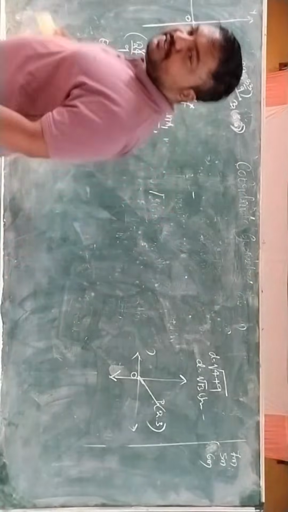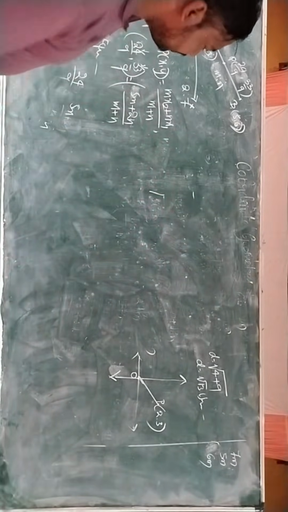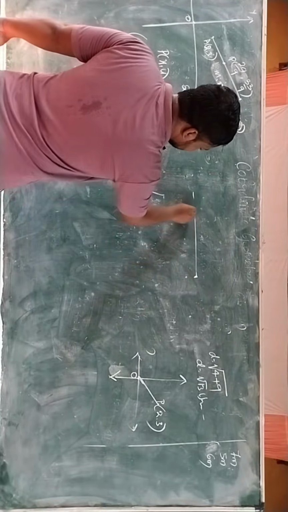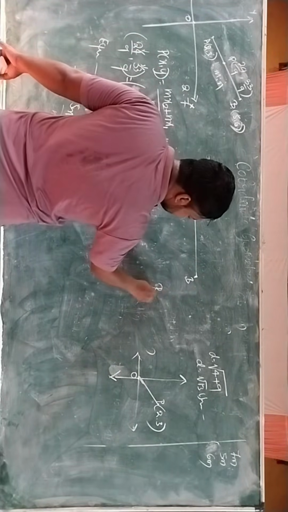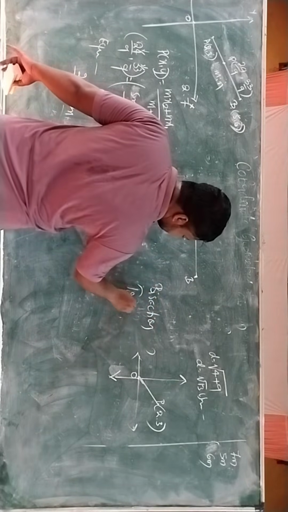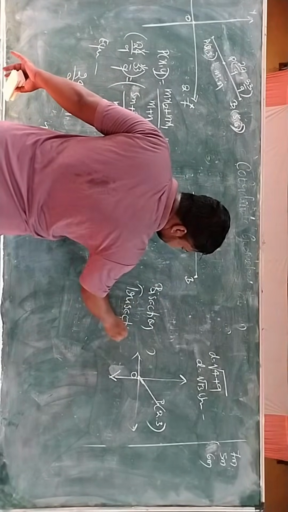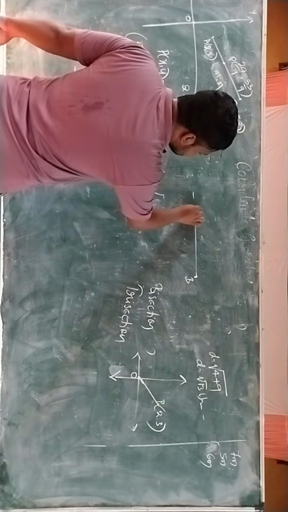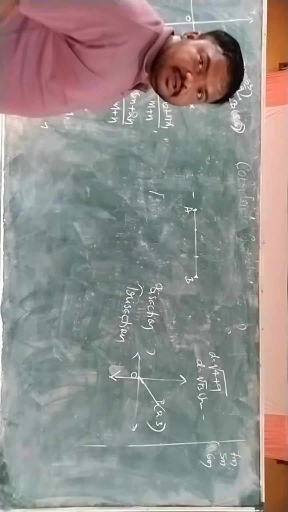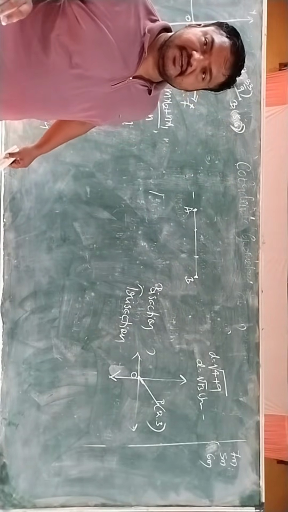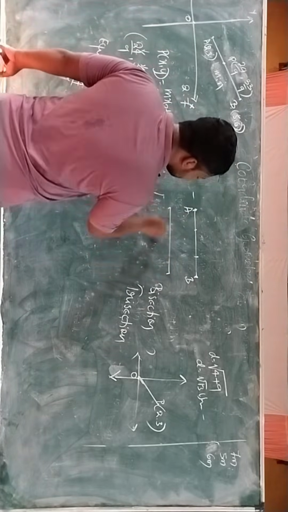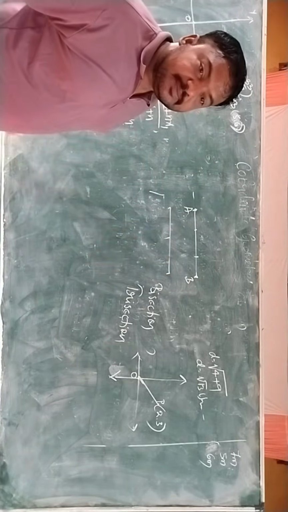What is the meaning of trisection? See, bisection, trisection. What is trisection? A whole divided into three equal parts. A whole divided into three equal parts is called trisection. And bisection, a whole divided into two equal parts is called bisection.